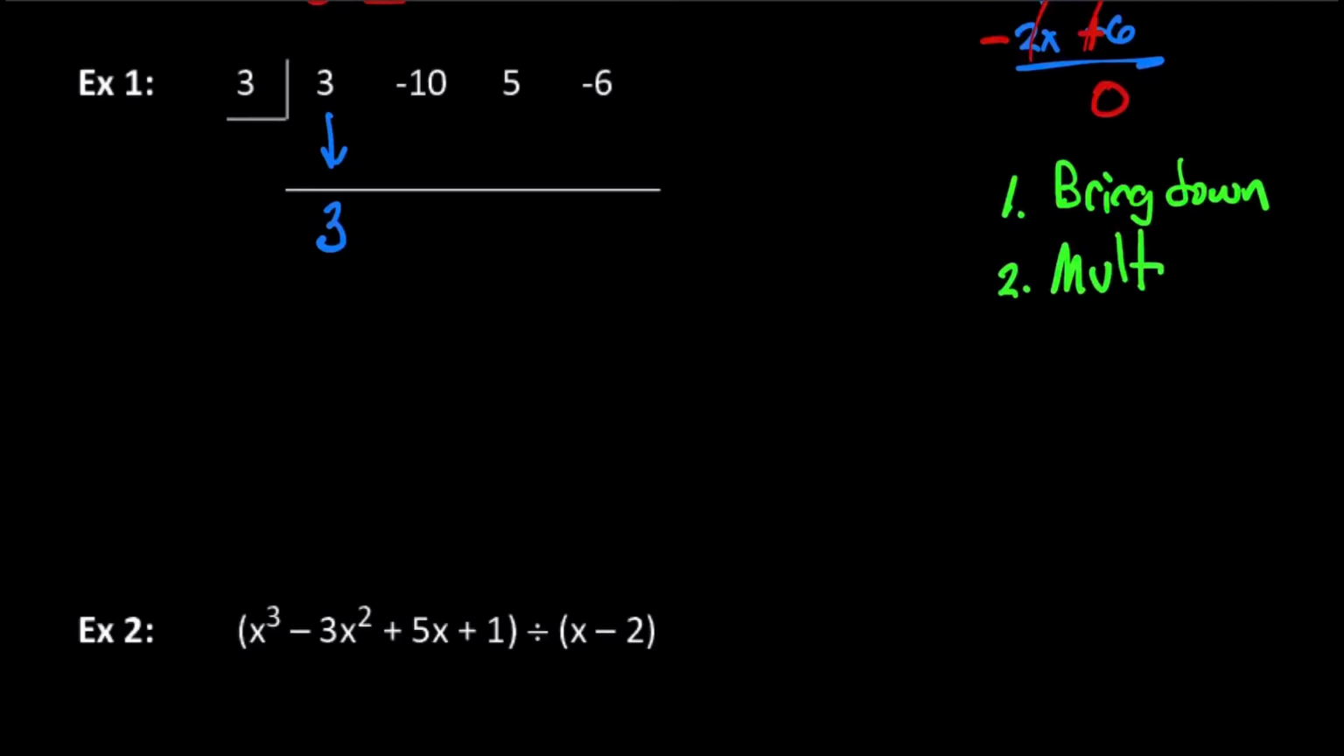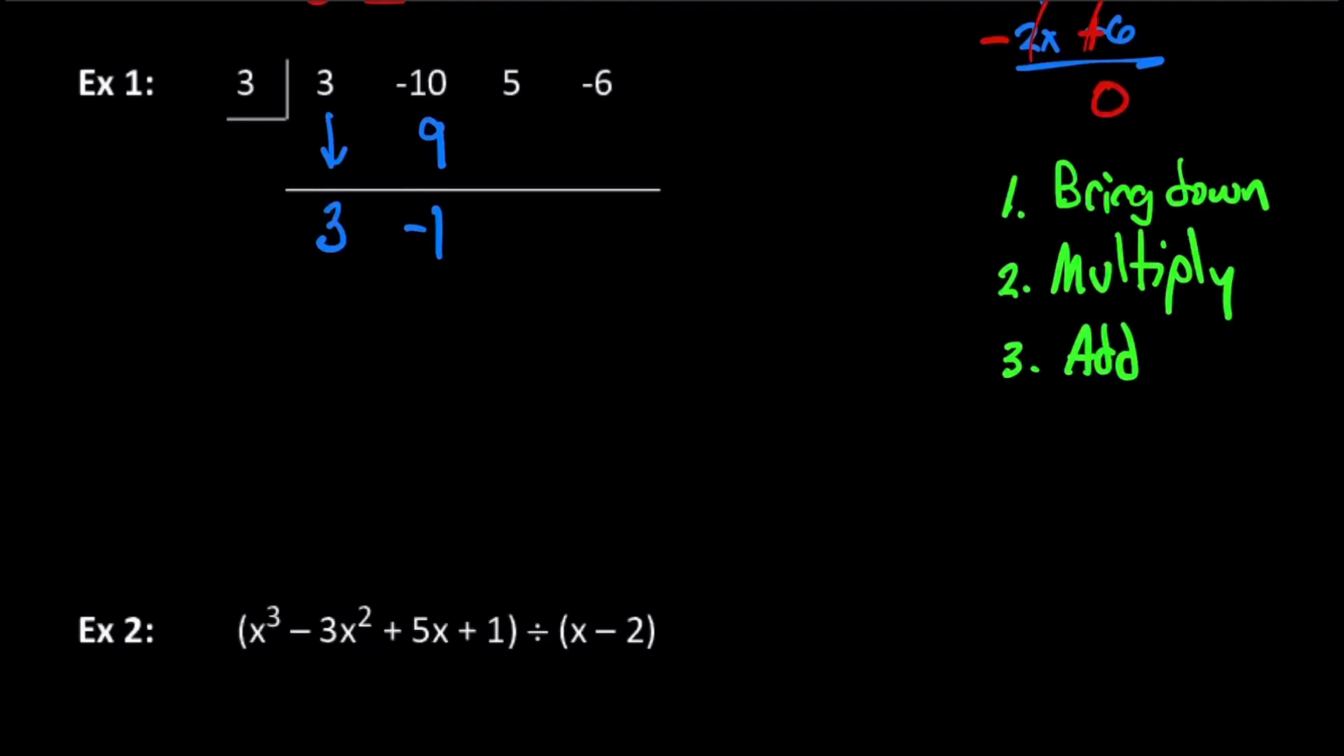Step 2, what do we do next? We multiply. What do we multiply? The number in the box times the number at the bottom. 3 times 3, that's 9. Okay? Then what? Well, you simply add. What's a little tricky up above is you have to subtract each time. We'll talk about why we're adding here. So I just add these two numbers. Okay, so that's going to give me a negative 1.